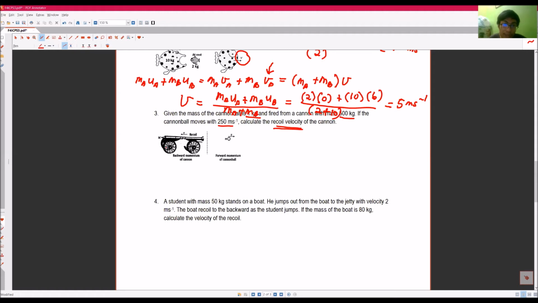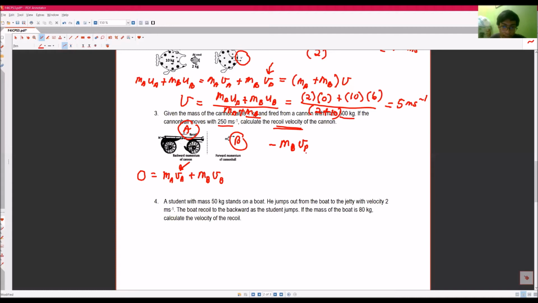Basically, before, the initial condition for both objects is at rest, so neither has any momentum. So we can say it's 0. But as soon as the explosion occurs, both have momentum but in opposite directions. So we can write MAVA plus MBVB. So we can make this B, this A. So we want MAVA, we can rearrange it.